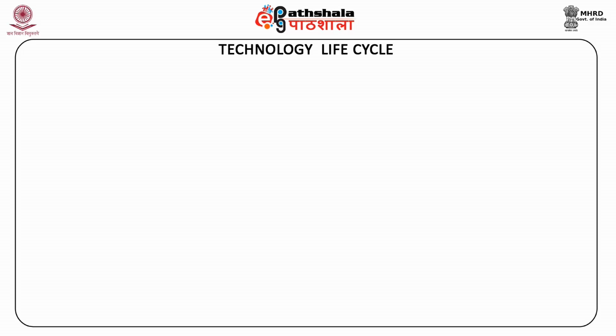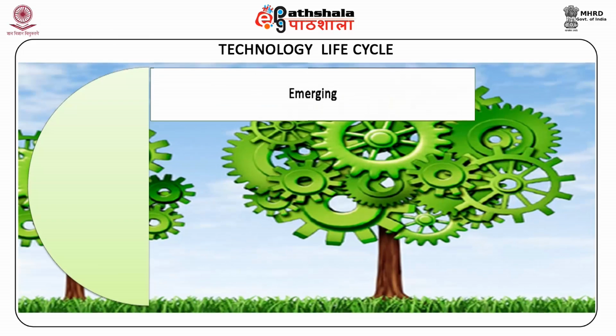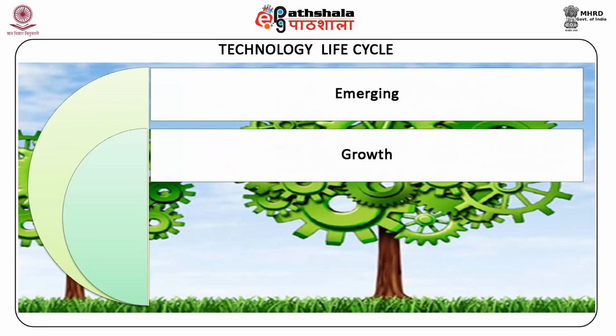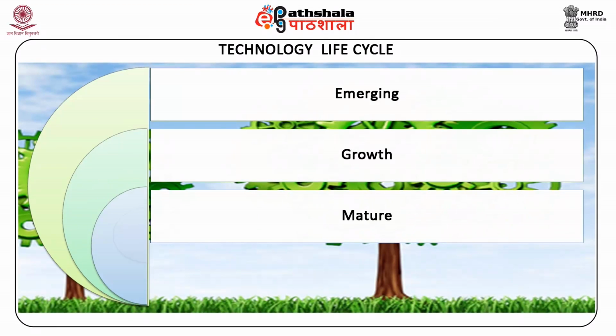Like a human baby is born, it grows young, then it matures, and finally it attains old age. Similarly, every project's technology follows a typical life cycle that passes through different stages during the operation of a project. Typically, a technology has four stages as follows: emerging, growth, mature, aging.